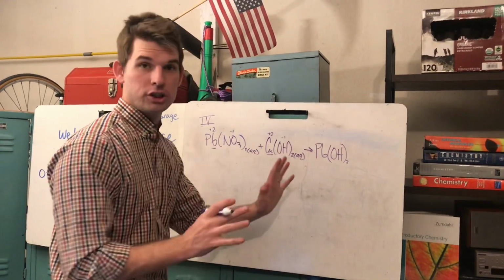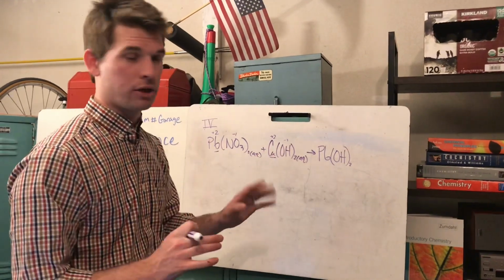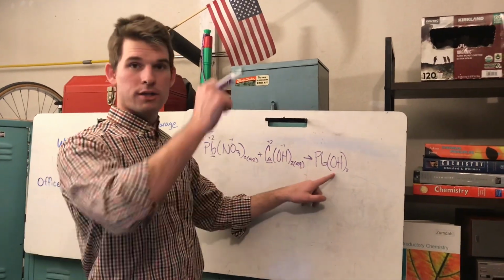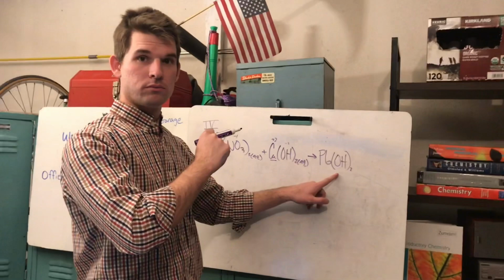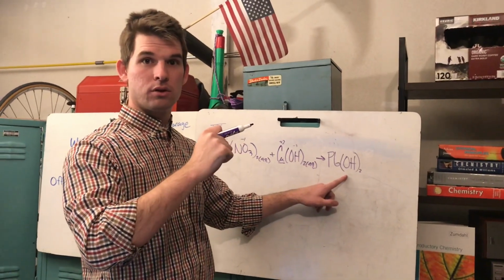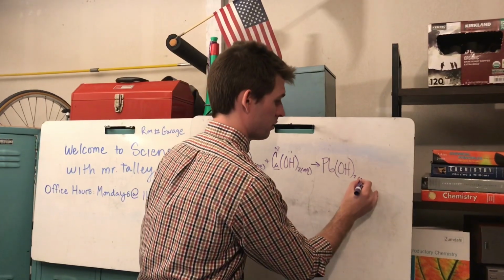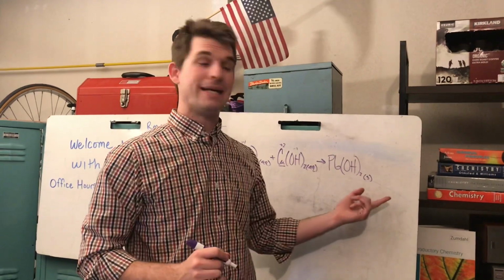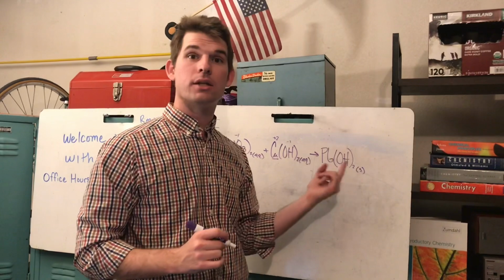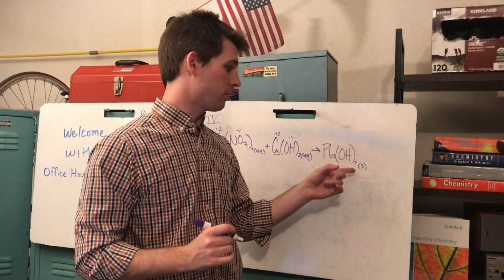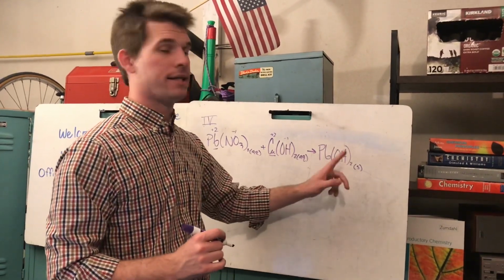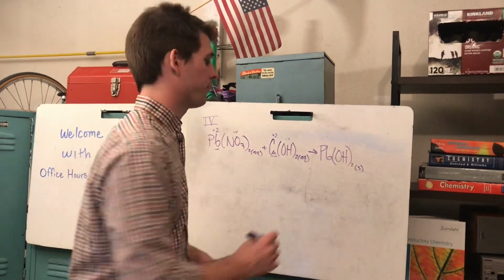And so let's check our cheat sheet real quick, or let's check our solubility chart. We look for the hydroxides in the left column. We scan across. Oh, what's that say? Oh, this is going to be insoluble, meaning it's a solid. It does not dissolve, it's a solid, it's insoluble. Lead hydroxide is a solid, it's insoluble.